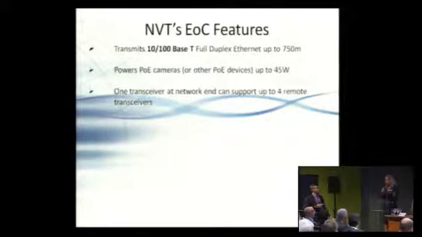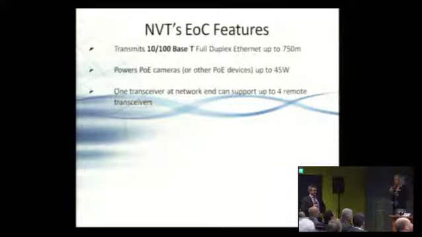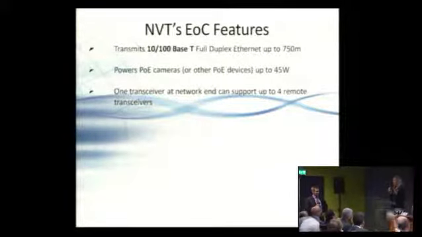Okay, so we're transmitting IP and PoE over coax. Now, when we have a transmitter and a receiver, our receiving end can receive up to 4 cameras on one unit.